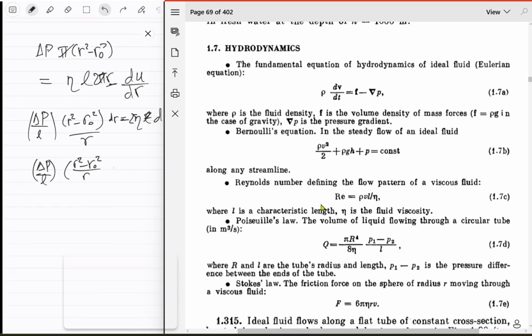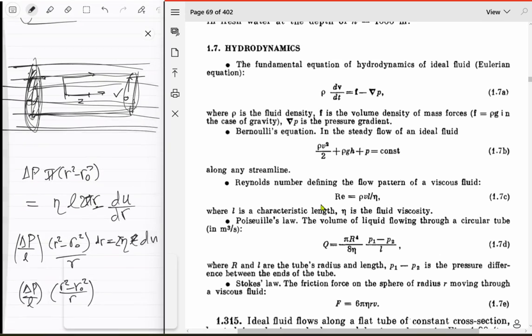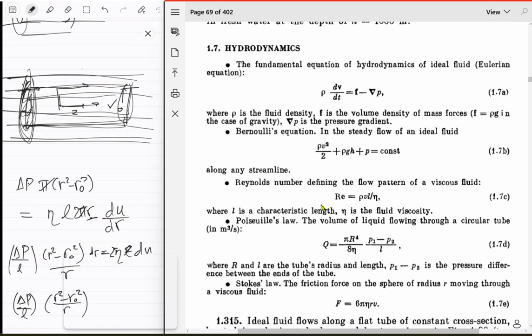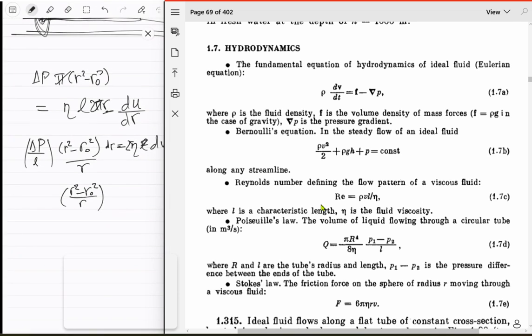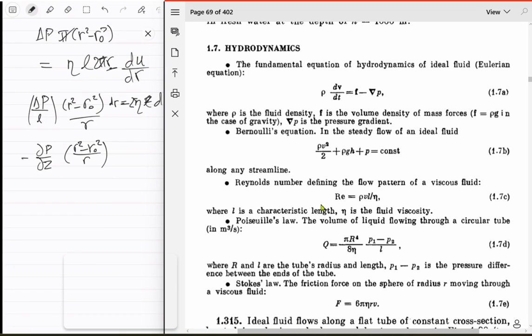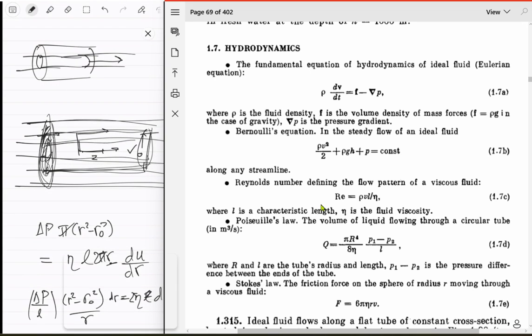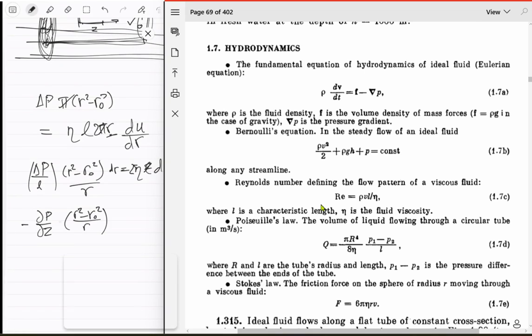And I would say that delta p upon L is actually the same for any kind of this volume, right? So this thing is just the same thing as partial p upon partial z, which we'll say is a constant, negative of this. I know you might be thinking, why should it be negative? Because the pressure should be higher over here and less over here. So that's why negative of it. And you might be thinking, why should we assume it's a constant? Because the equations that we had told us.